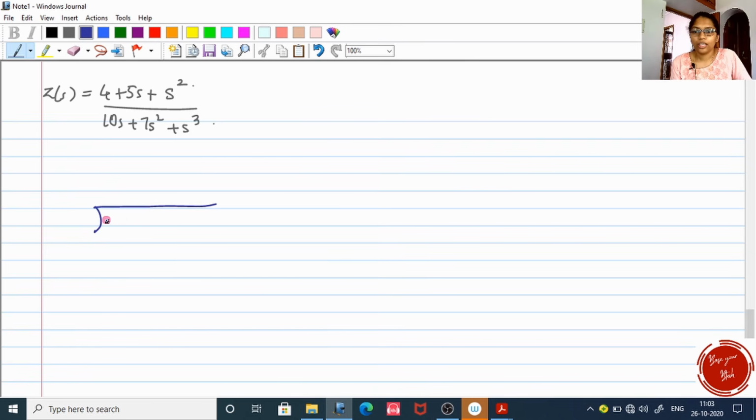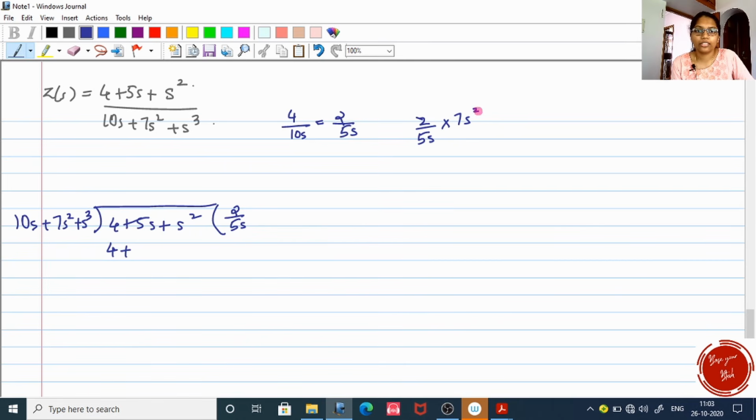So here, 4 plus 5s plus s square divided by 10s plus 7s square plus s cube. Procedure is just the same: 4 divided by 10s is 2 by 5s. Next, multiply 2 by 5s throughout here. So 2 by 5s into 10s is 4, plus 2 by 5s into 7s square, which is 14s by 5. Next, 2 by 5s into s cube.